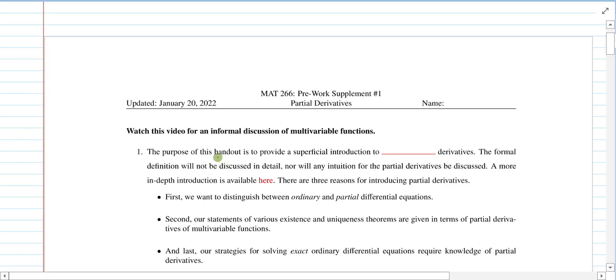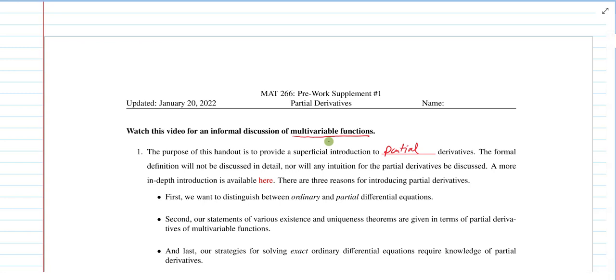So again, the purpose of this handout is to provide a superficial introduction to partial derivatives, and we'll discuss that here in just a moment. Before we get to partial derivatives, I need to introduce what are called multivariable functions for you. If you know multivariable functions, feel free to just fill out the rest of this portion of the pre-work and join me in the next video.